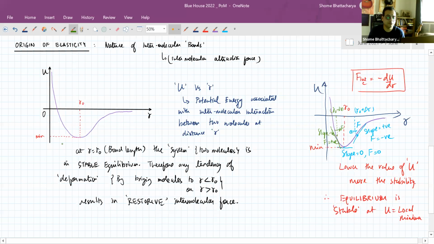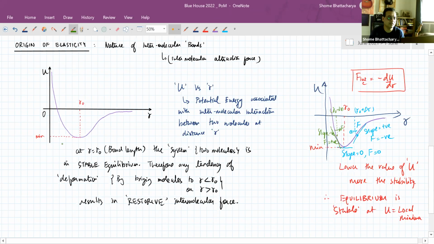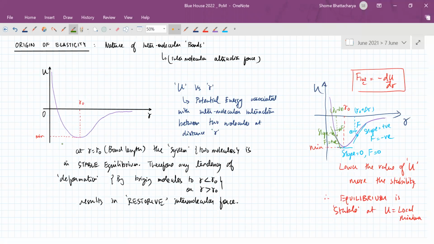Because we have a stable equilibrium for this pair of molecules at the bond length. That means if we try to compress the molecules closer than the natural bond length, they will naturally have a tendency to come back to that r naught by restorative force. Or if we try to extend the system by bringing the molecules further apart from the natural bond length, again the internal forces of the system, that is the intermolecular interaction forces, which are basically a result of what? Electromagnetism, because molecular interaction happens because of the interaction between charged particles.